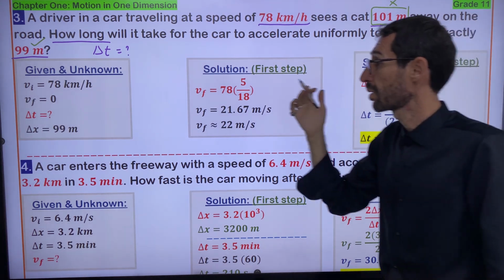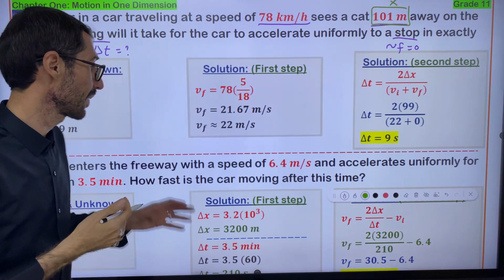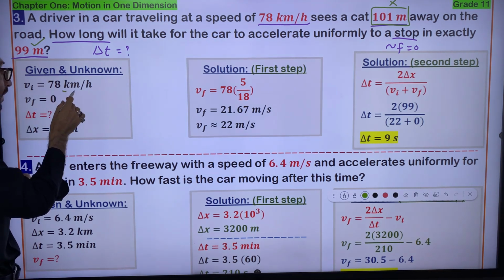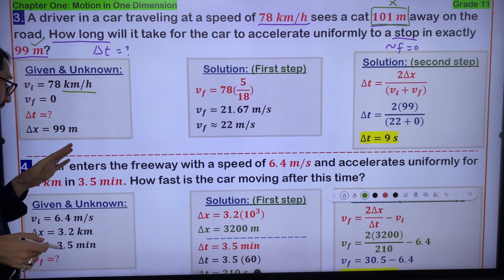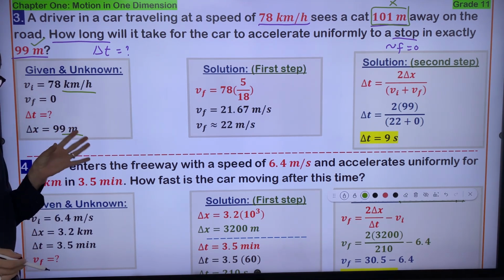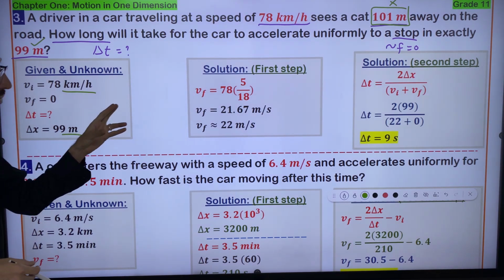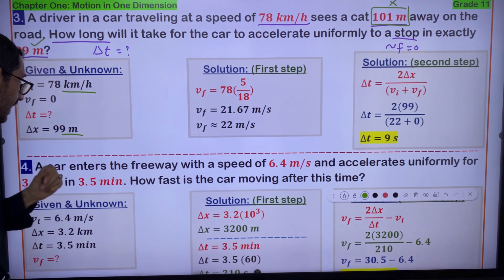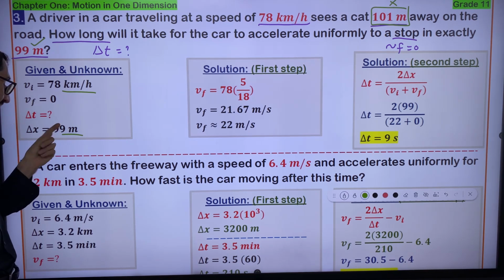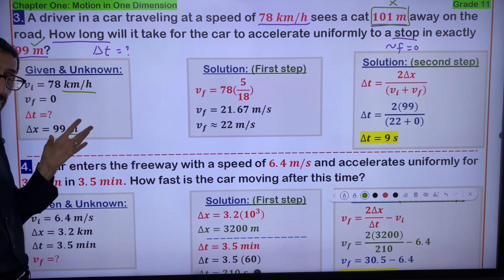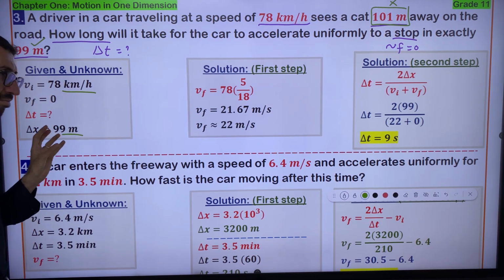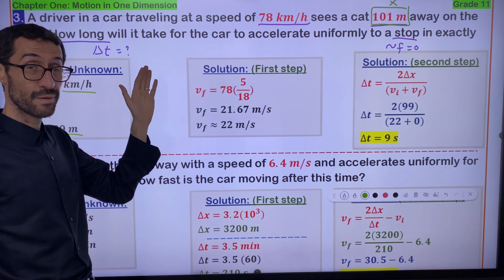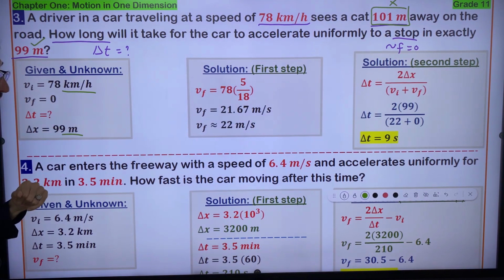So, before I solve the problem, we have a conversion here, like in the previous questions. Velocity is given in kilometers per hour, and the displacement is given in meters, right? I want you to convert the velocity into meters per second, because converting 99 meters to kilometers is not very common. That's why here I want you to convert kilometers per hour to meters per second, right?